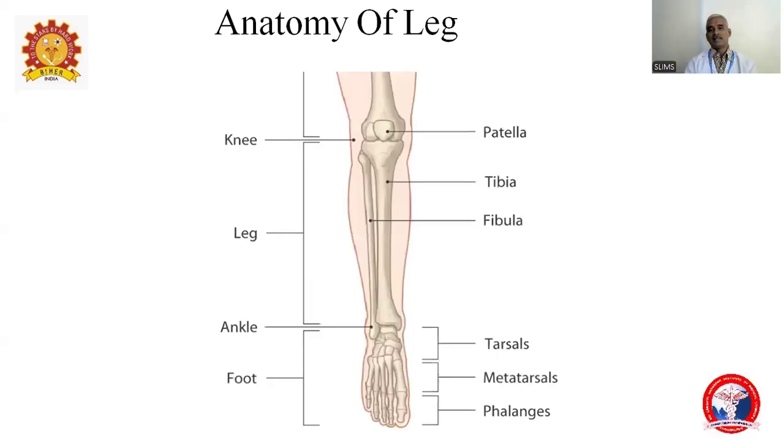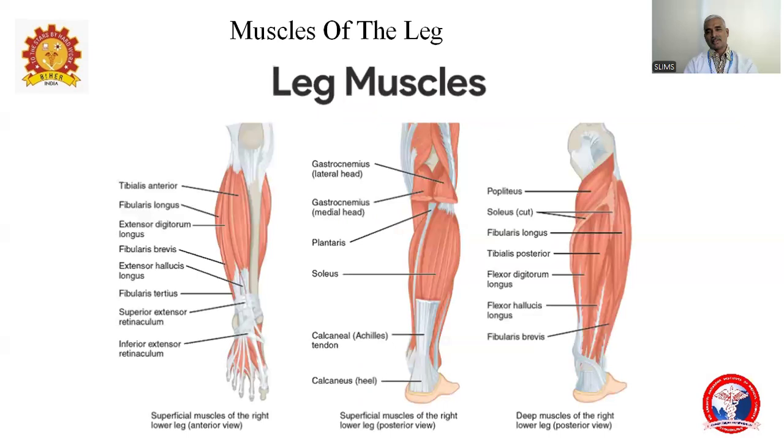This is the anatomy of the leg showing the knee joint, the upper end of the tibia, the proximal tibia, which we call the tibial plateau, then the shaft of the tibia, then the lower end of the distal tibia, which we call the plafond. Then the lateral malleolus, medial malleolus, then the fibula and fibula shaft, and then the foot, which means the tarsus, metatarsals, and phalanges. What are the muscles of the leg?